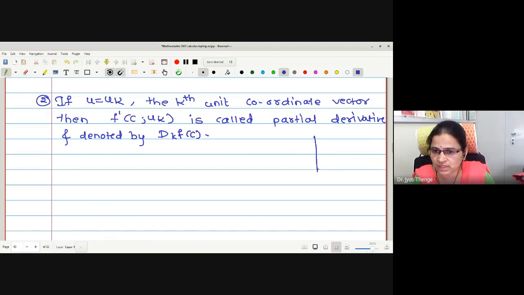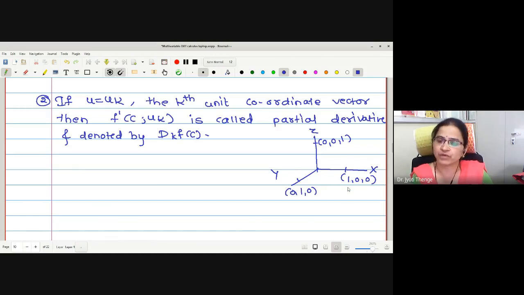Let me try to explain this. In a three-dimensional system, we have the unit coordinate vectors along x, y, and z: 1, 0, 0; 0, 1, 0; and 0, 0, 1. The first vector has 1 in the first position, the rest 0. For the second vector, 1 is at the second place, others 0. Similarly, if we consider an n-dimensional system, then uk is the kth unit vector having 1 at the kth place and the rest 0.